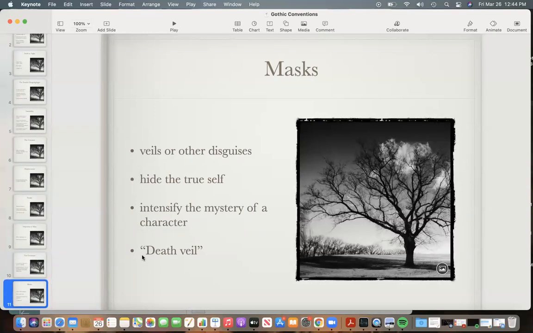We're trying to hide our true selves, sometimes to intensify the mystery of the character, sometimes to hide some kind of horrible flaw. And then the death veil is definitely a thing in Gothic literature. We don't really see that in Frankenstein, but oftentimes dead bodies would have a veil over them to conceal their face. So those are all of our Gothic conventions.